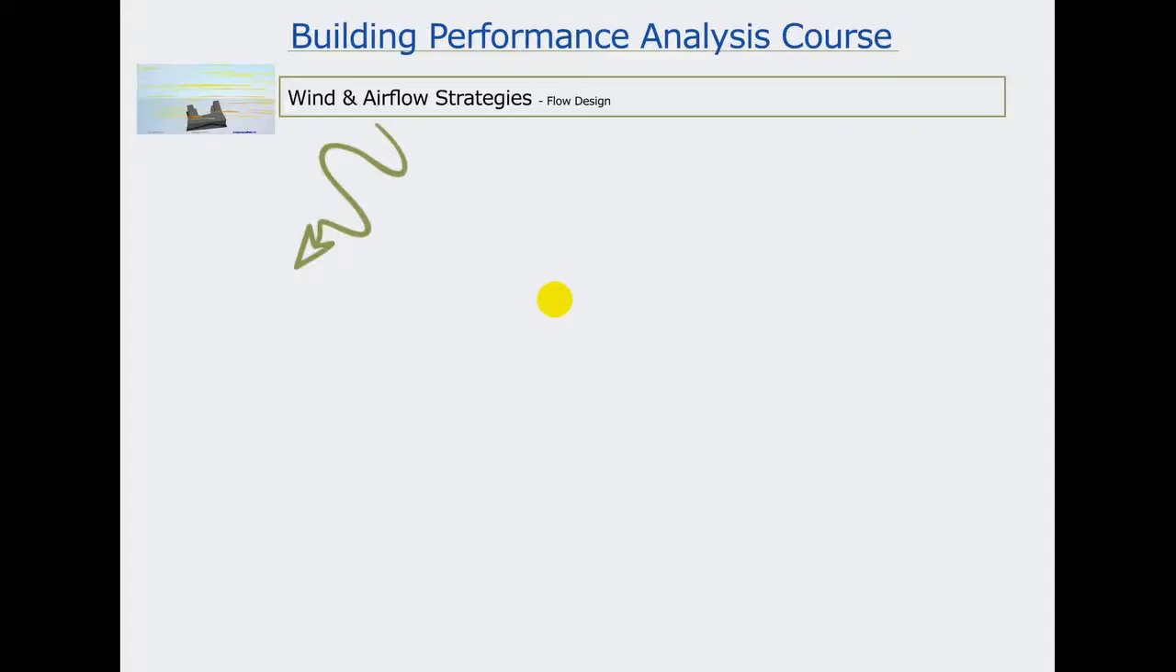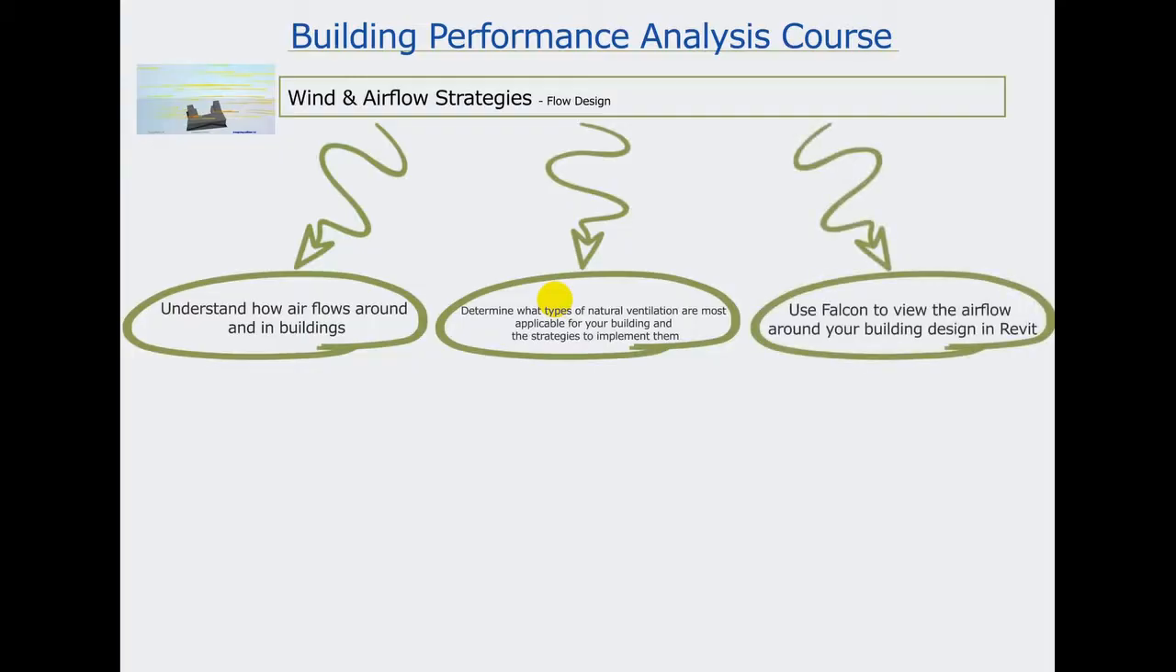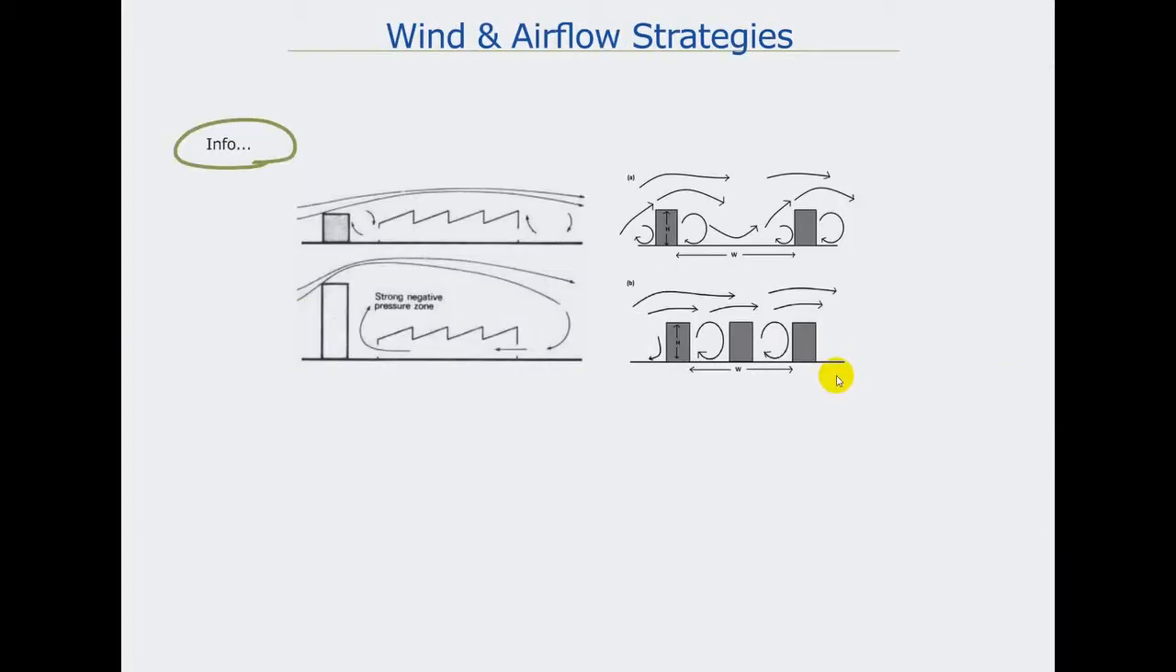Topics of today will help you to understand airflow around and in your building, determine what type of natural ventilation is most applicable for your building and the strategies to implement them, and use Flow Design to view the airflow around your building design in Revit. And first, we need to know some information about wind and airflow.